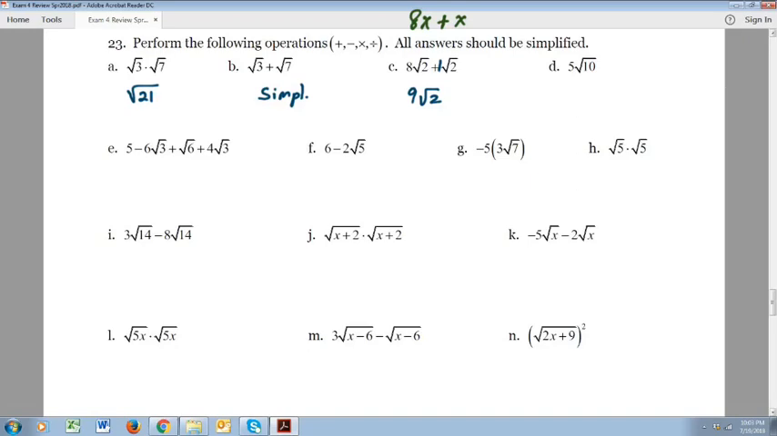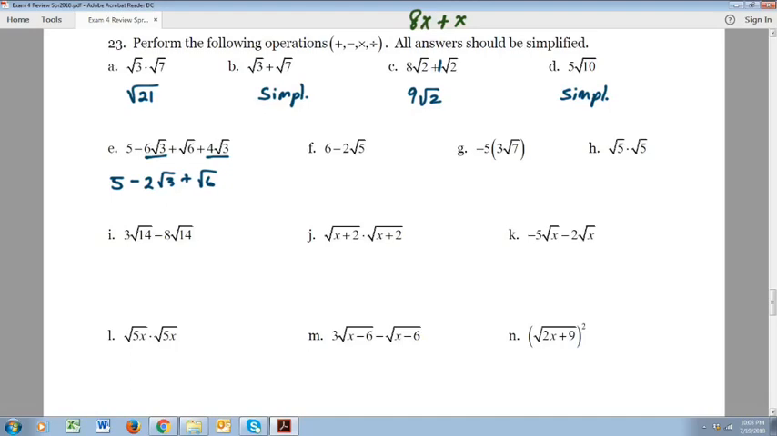Alright, let's move on to D. Notice I can't multiply the square root of 10 by anything but another square root. And so this one's simplified. On letter E, we've got 3 radical terms, but only 2 of them are like terms. So we can add those 2 together, but the other term isn't going to change. So we'll get, let's see, negative 6 and 4 gives you negative 2 square roots of 3. And then don't forget the plus square root of 6.